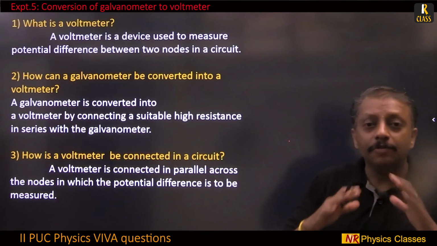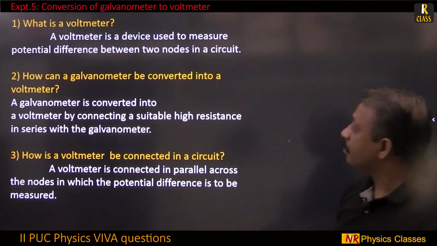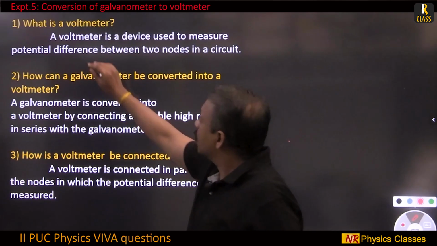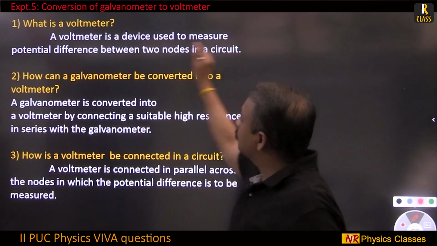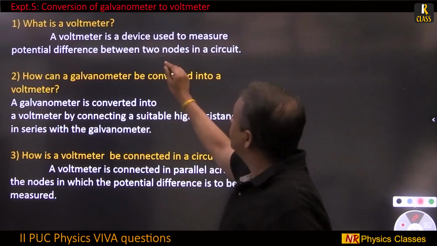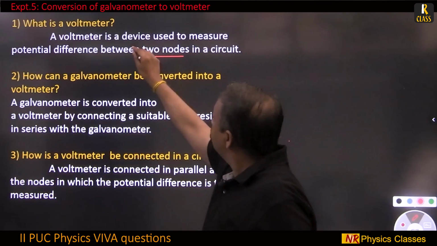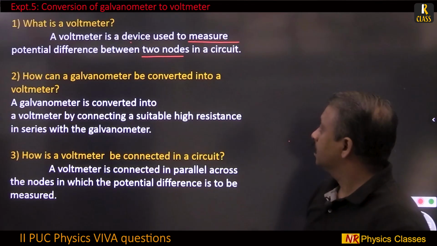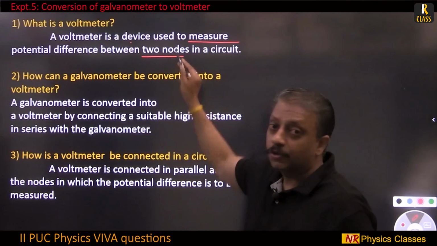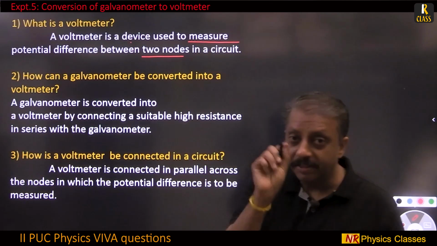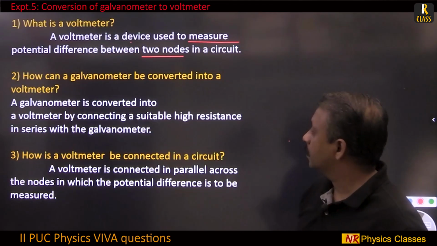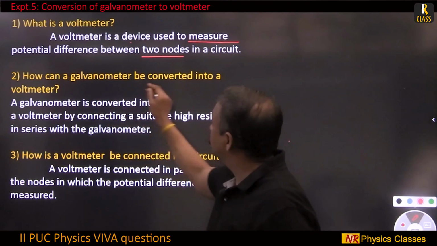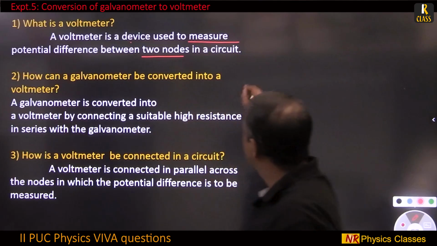Conversion of galvanometer into voltmeter. What is a voltmeter? A voltmeter is a device used to measure, not to detect, potential difference between two nodes, two junctions, two points in a circuit.